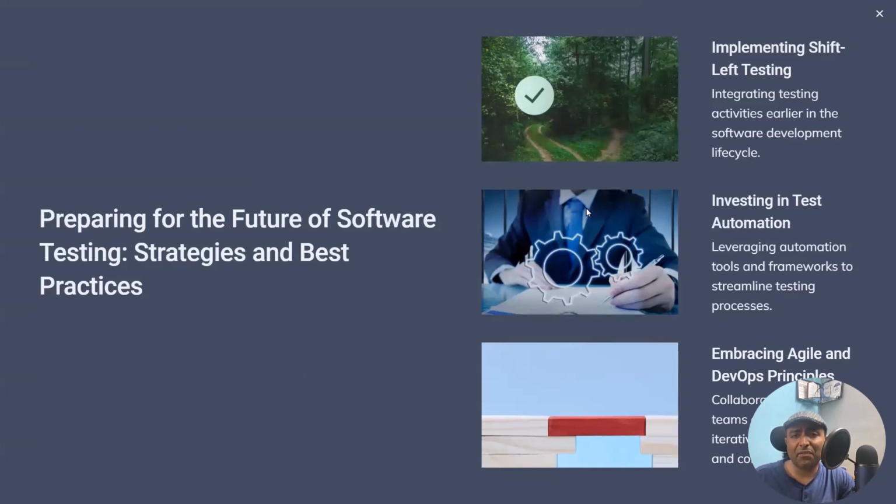So implementing shift left testing is an important factor. Testing any product or functionality in early stages will help us save further development or fixing costs. If a defect arises in early stages, it is much cheaper to fix, but if the defect arises in production, normally the cost will be 10x as compared to the early stage fix.